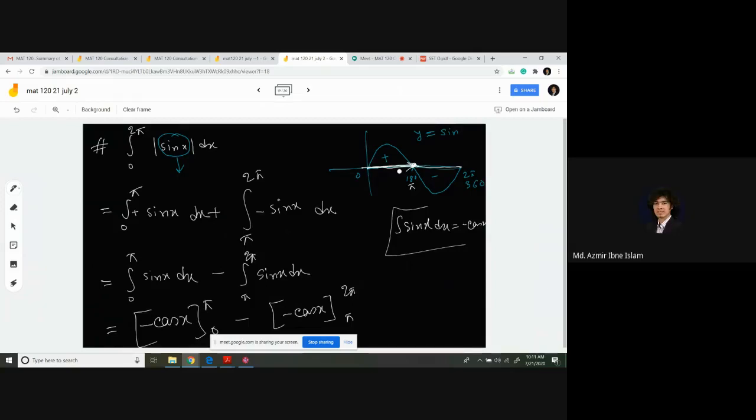Not 4. You have to multiply with 2. Oh, π/4. You are saying for π/4.